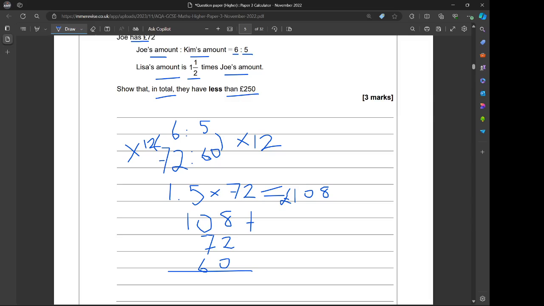Right. So adding this together, we're going to get 240. So £240 is less than £250. Therefore, we've proved that in the question. Okay, does that make sense, guys? Are we happy with that? Are there any questions?